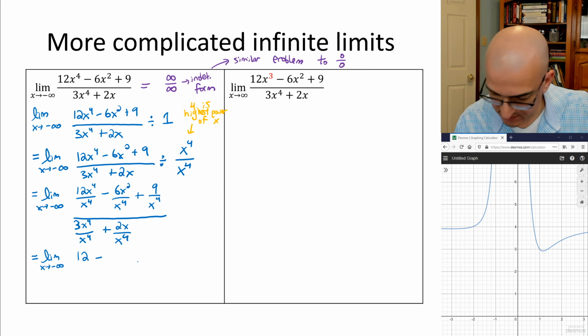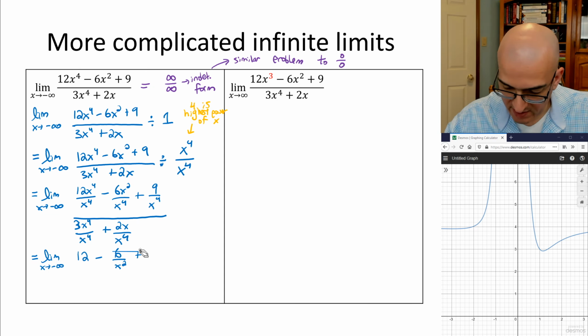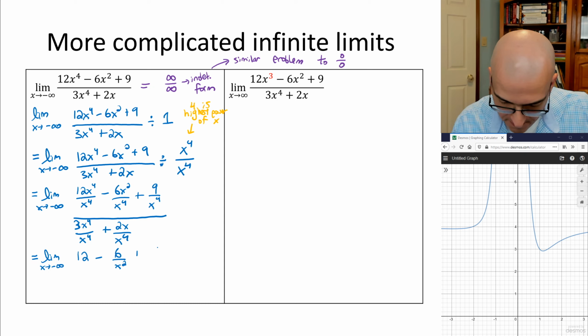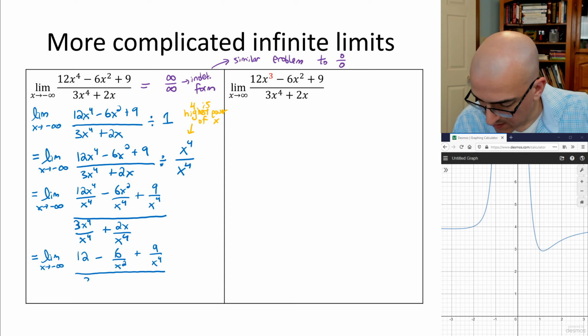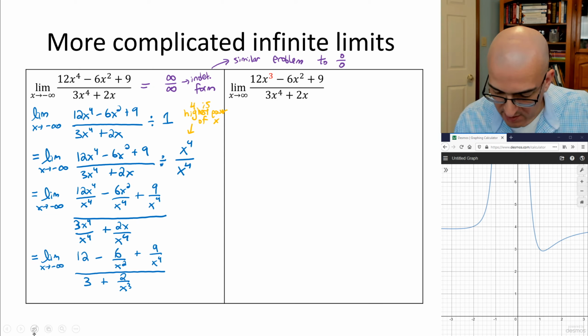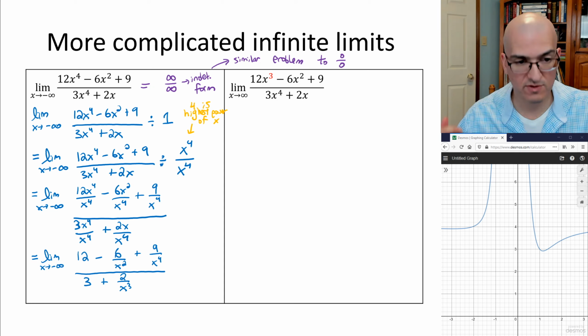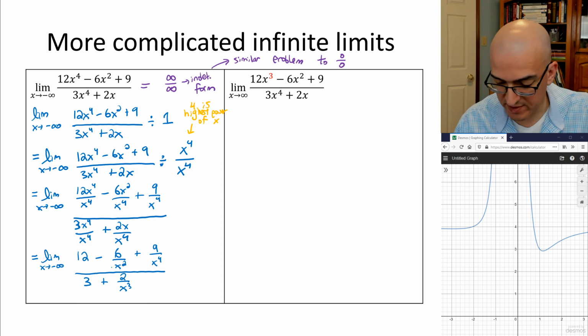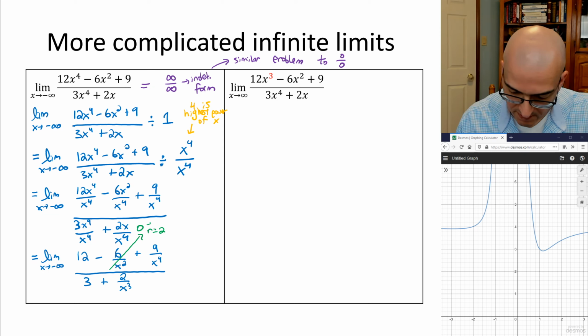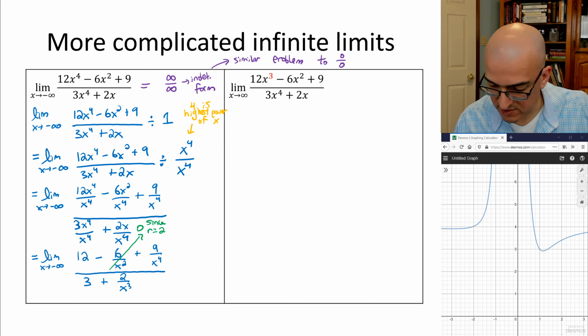12 minus 6 divided by x squared plus 9 divided by x to the power of 4, divided by 3 plus 2 over x cubed. And now we can apply that limit to all 5 of those pieces separately. Limit of a constant is just a constant, so it doesn't do anything to the 12. The second piece, this is with r is equal to 2, it goes to 0.